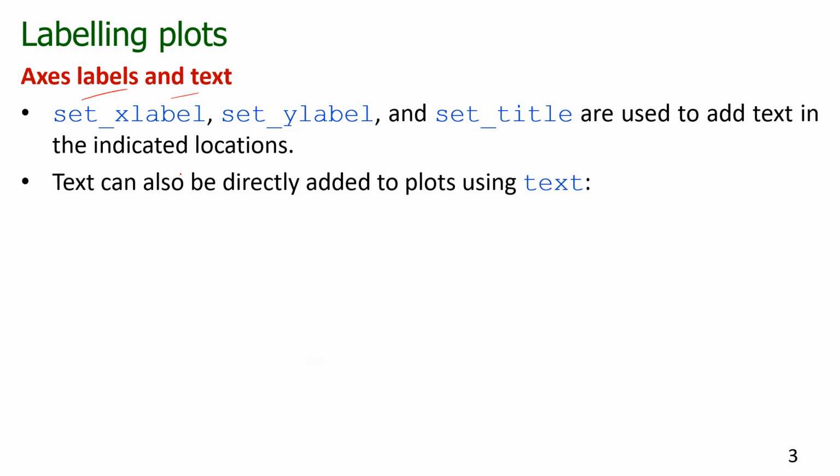In our earlier lectures, we already saw some of the programs. We labeled X and Y and title. Using set_xlabel, you can name the X-axis label. Then using set_ylabel, you can label the Y-axis. If you want to label the entire figure, we can use set_title. These are all used to add text in indicated locations. Text can also be directly added to plots using text.